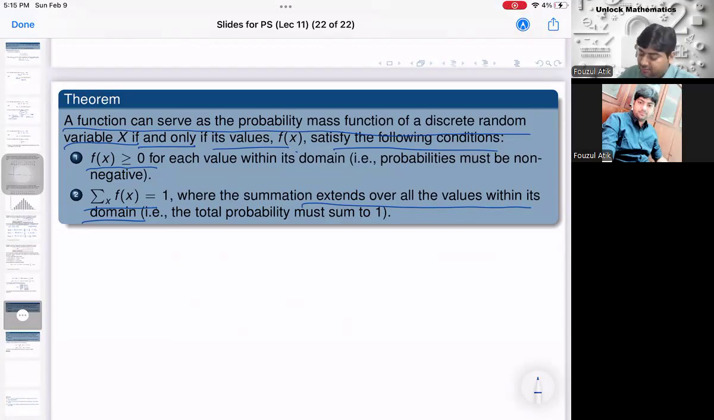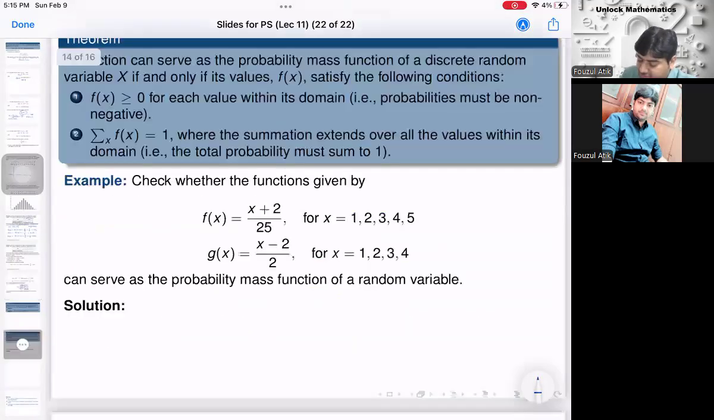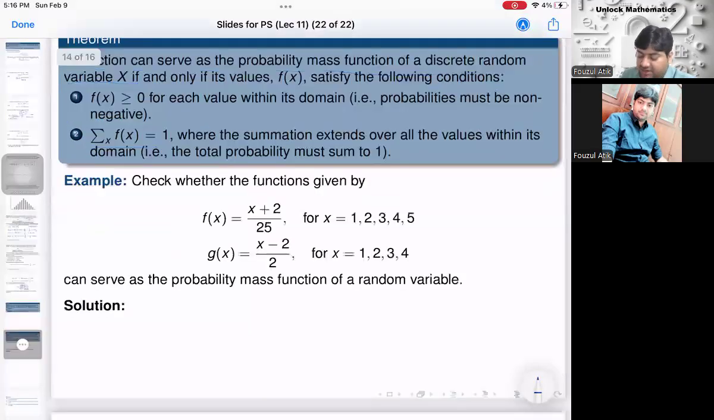We have already seen in the previous examples that if you just add them up, you get the value 1. In the places where x cannot take values, it is 0, so it is not contributing anything. So if a function satisfies these two conditions, then you can say that the function can serve as a probability mass function of a random variable x. Then we can solve this example very easily.